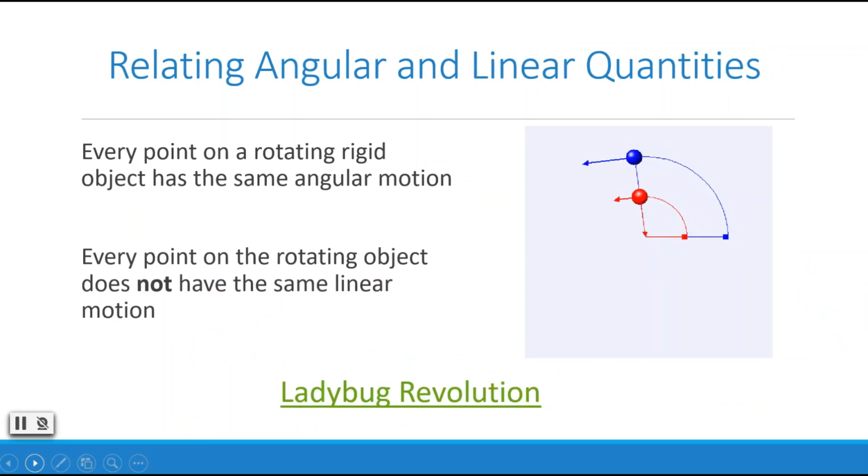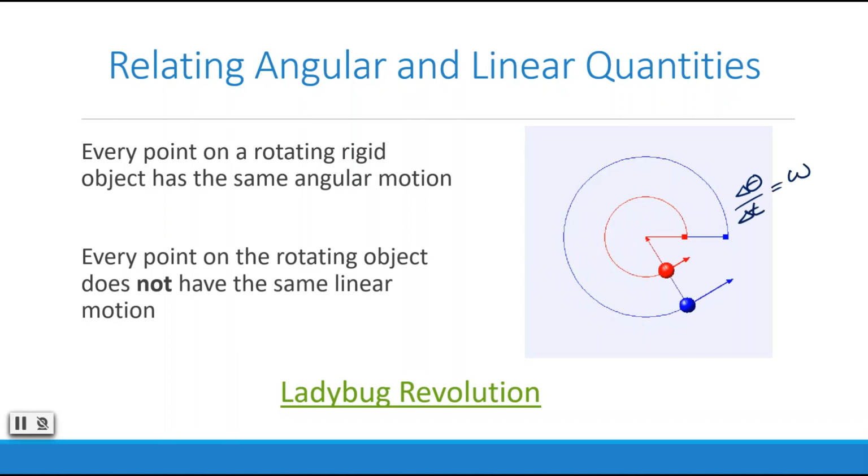Now, how do those linear and angular quantities relate? Well, every point on the circle has the exact same angular velocity. So you can see that each point is going through the same delta theta and the same delta t. So omega is the same for all of them. But you can see that the blue one out here on the edge has to go through a much larger linear distance than the red one in the center in any one time. So while they all have the same angular velocity, they do not have the same linear velocity.